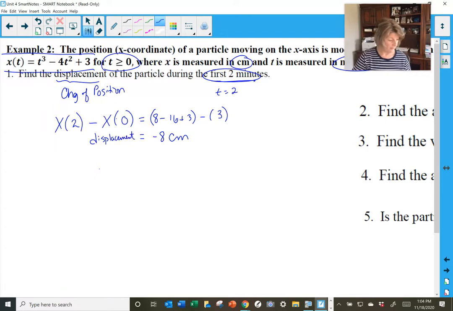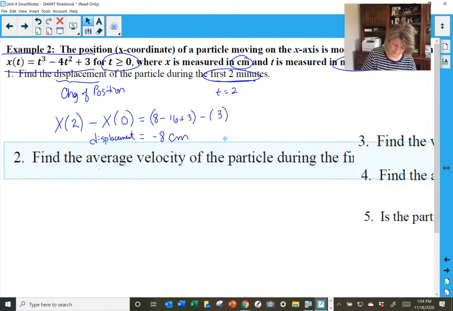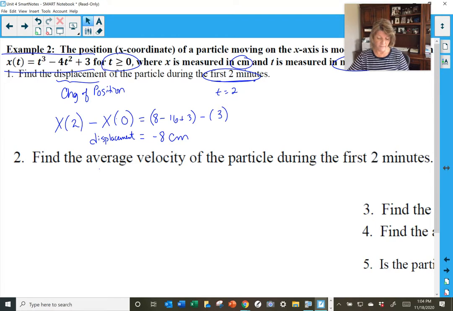Very good. Part 2, I was just seeing if I wanted to erase my previous stuff, but I don't think I want to. We move these down. It says find the average velocity of the particle during the first 2 minutes.